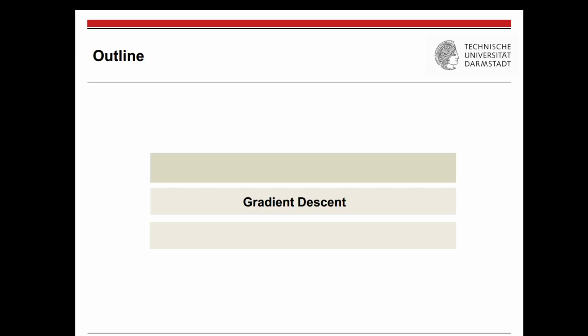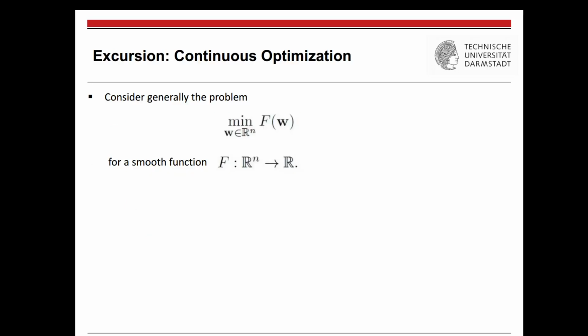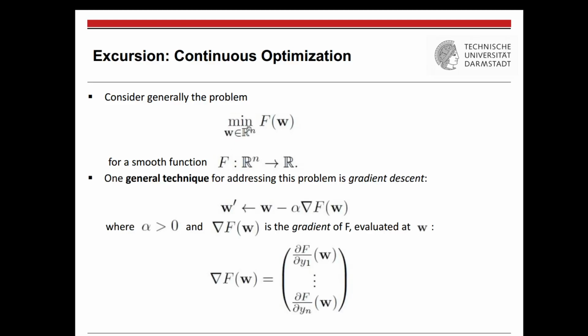So let's talk about gradient descent first. We consider the general problem of minimizing a function f that takes arguments that lie in R^n and maps to real numbers, and we want to minimize that function over its domain. A general technique to do so is called gradient descent. And how does that work? Gradient descent works as follows.